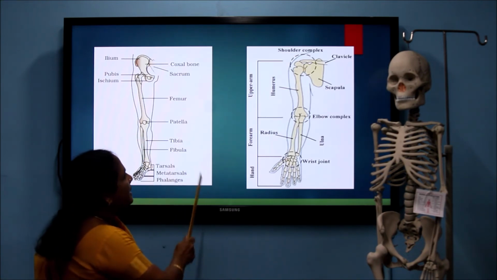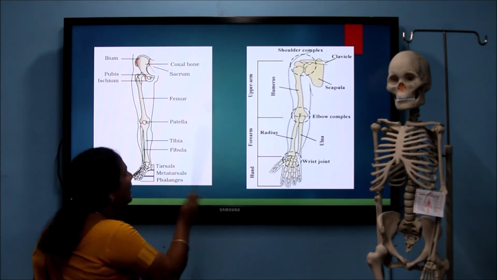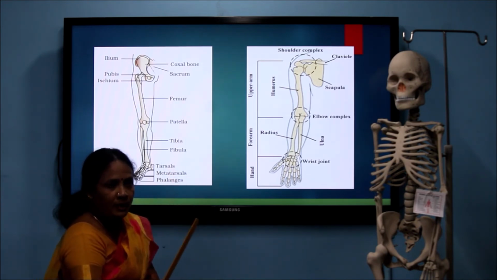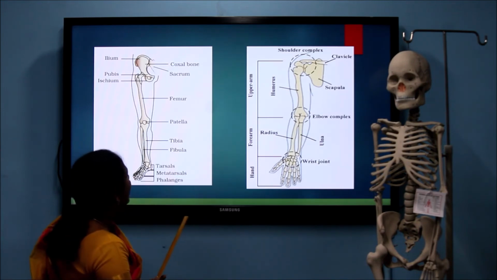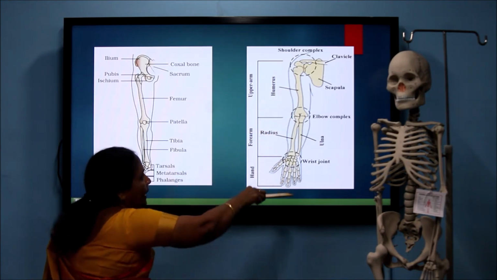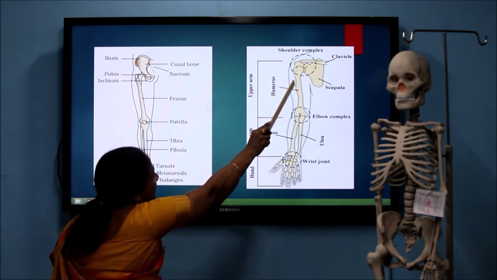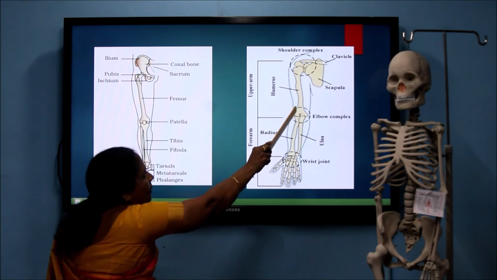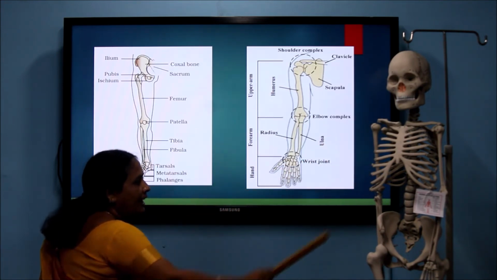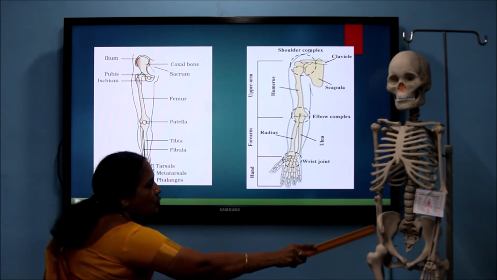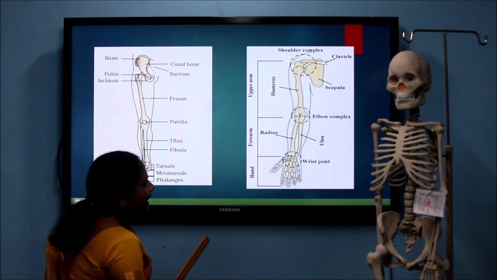With this, 2 types of girdles are attached to the limbs. These girdles are the pelvic girdle and the pectoral girdle. First we will see about the forelimb, that is the upper arm. This upper arm has one long bone, which is the humerus. Then below the humerus there are two bones, the radius and the ulna.